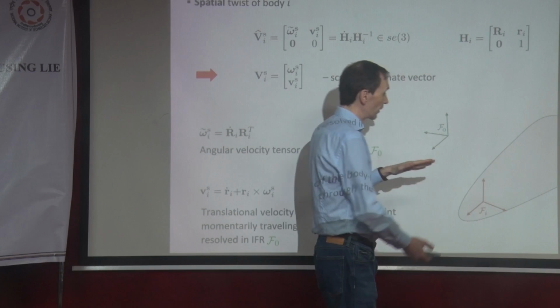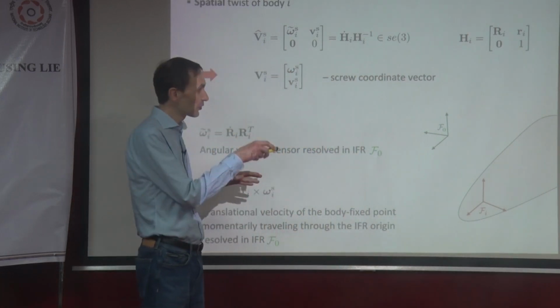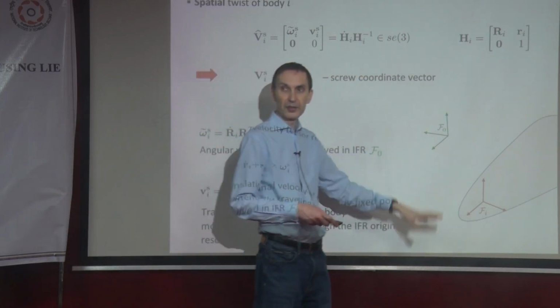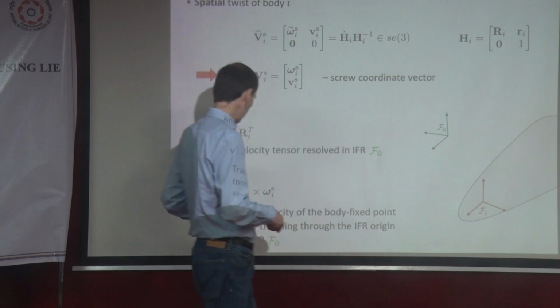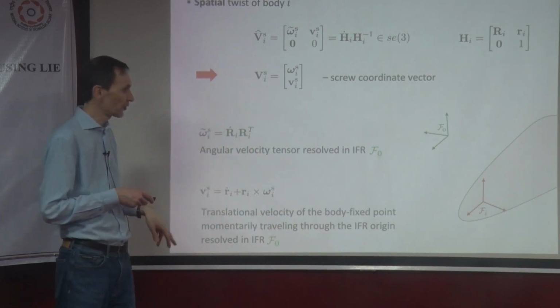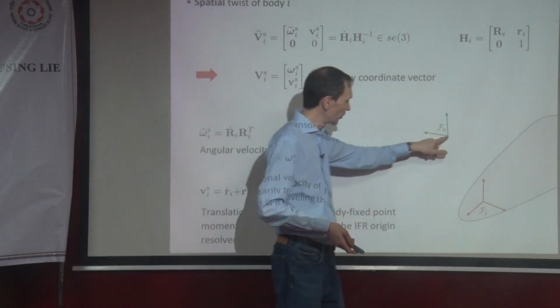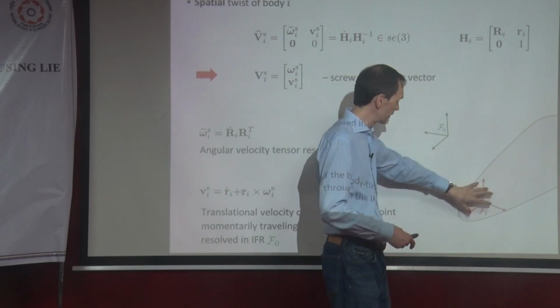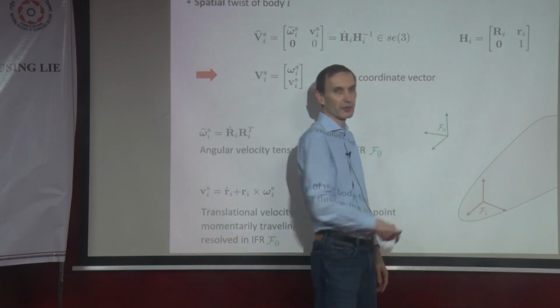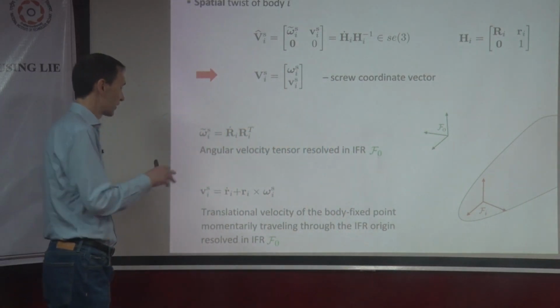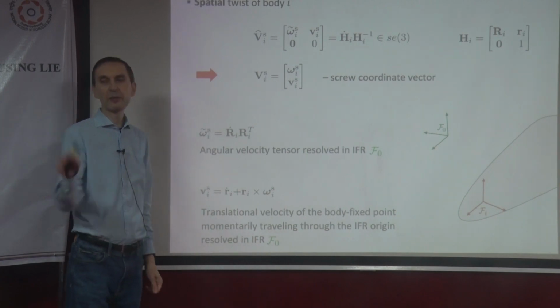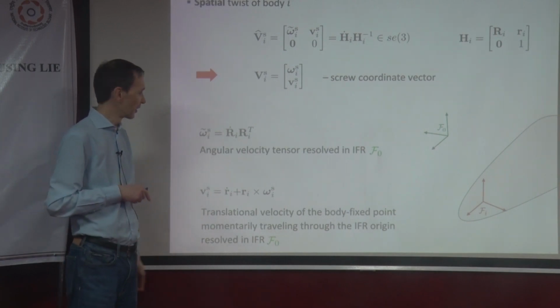But the body is also translating, not only rotating. That's why you have the change of the vector r. This is r dot. And this together gives you the velocity of this point, I mean, of the point in the body that is momentarily coinciding with this point. It's a funny thing, but it has its benefits, and that's why people use it in mechanism theory.